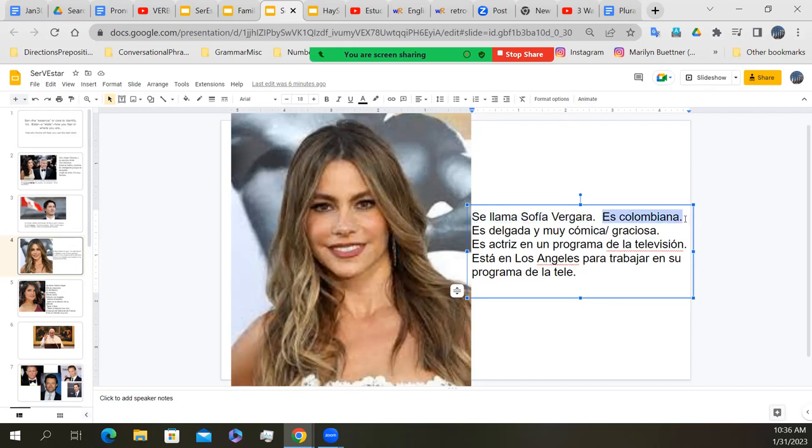Okay. Es colombiana. She's Colombian. And notice that adjectives that are feminine that end in a, right? They're telling you we're talking about a lady here. For a man, it would be es colombiano, but for a woman, it's es colombiana. If I describe her, if I describe what she looks like and what her personality is like, I might use ser with a description like this. Es delgada, she's thin. Y muy cómica, or y muy graciosa. Those two words, cómica, graciosa, both mean funny.